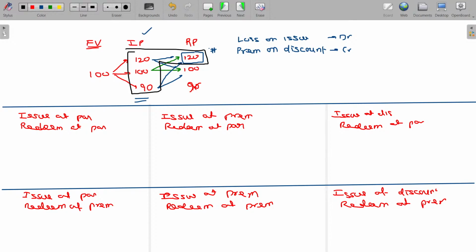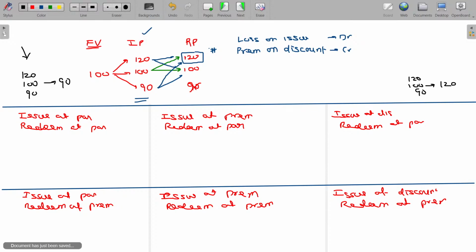So you have seen two combinations. In the first scenario, the combination being 120, 100, 90, but redeem at par. The second combination: 120, 100, 90, but redemption is at premium. If you are supposed to pay more than its face value at maturity, it's a loss. How much will be your loss? 20 rupees per debenture. If you expect a loss on the maturity date, you have to create a provision for that today itself to meet that loss.